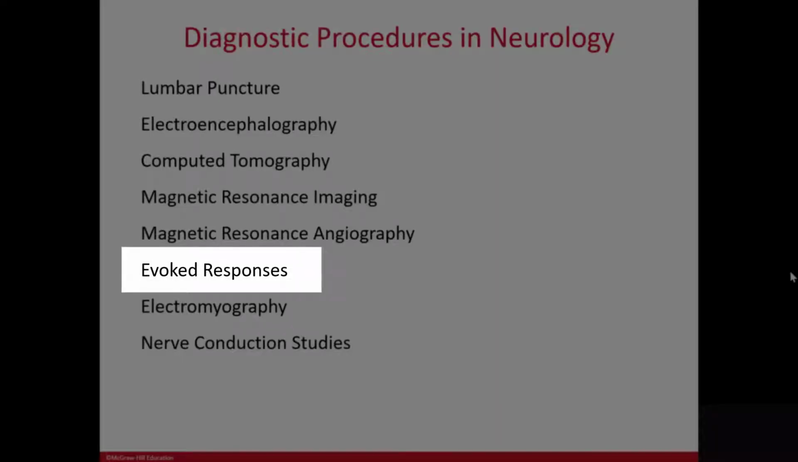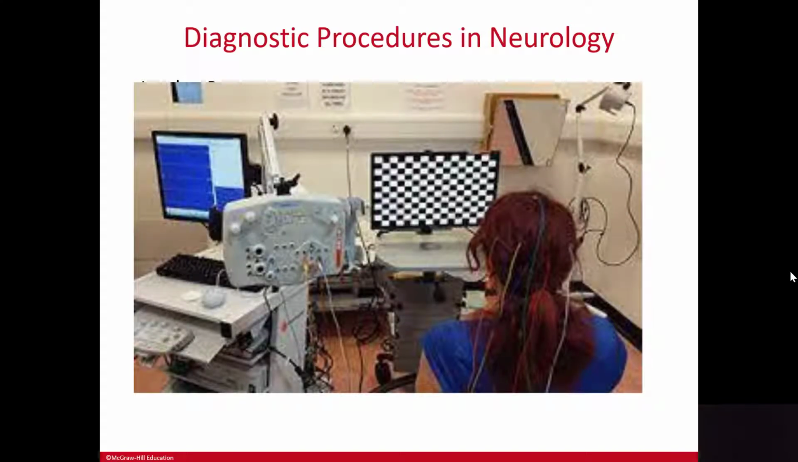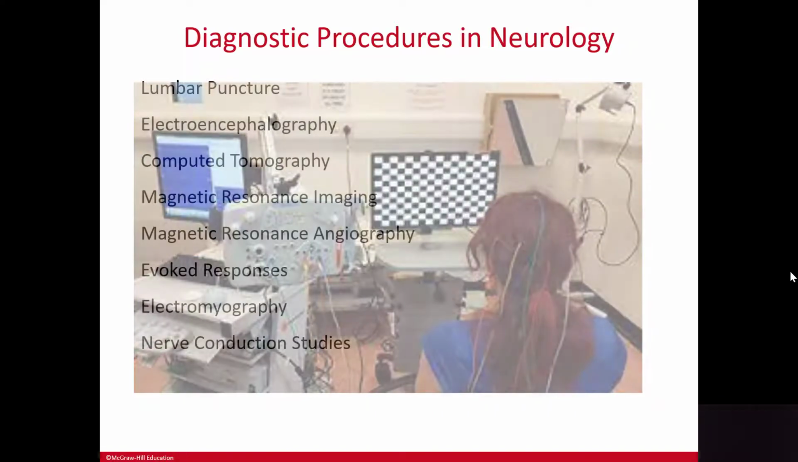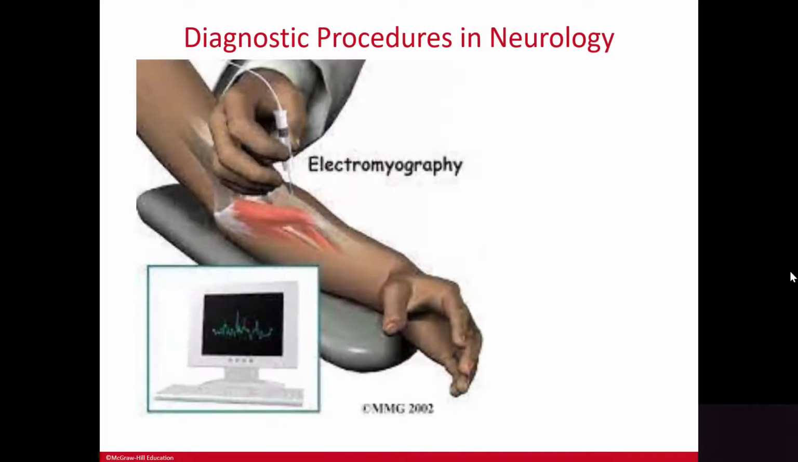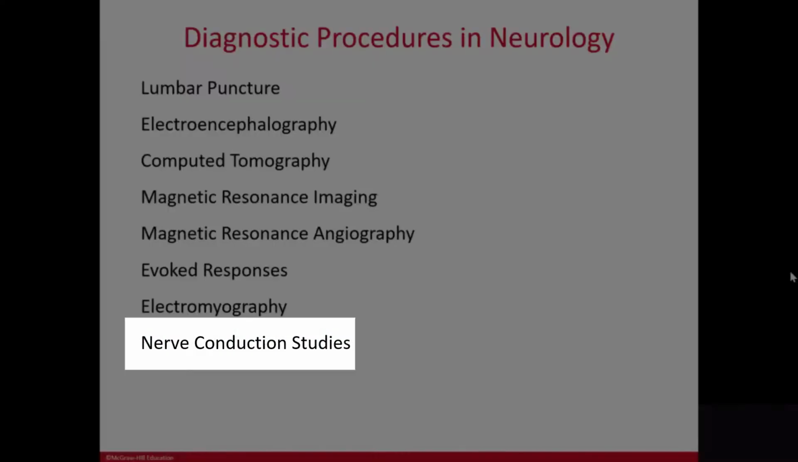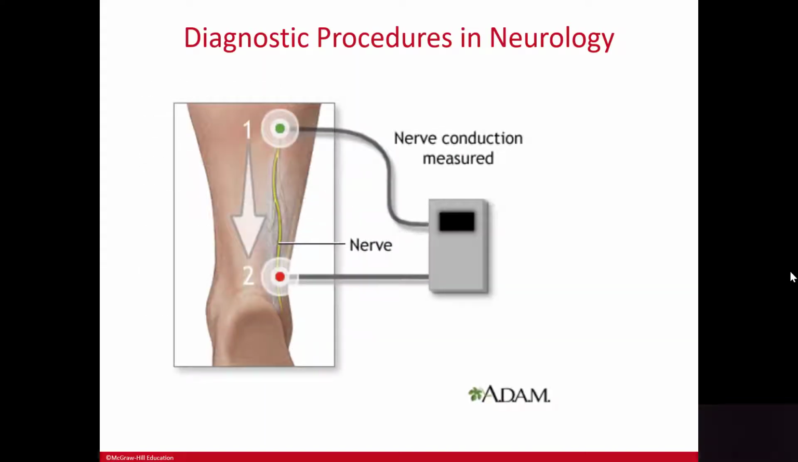In evoked responses, sensory stimuli like pictures or sounds or objects to touch are used to activate specific areas of the brain, and then the responses are evaluated. Electromyography provides information regarding disorders of muscles, peripheral nerves, and the neuromuscular junction by placing small needles into a muscle and recording its electrical activity. Nerve conduction studies measure the speed at which nerves conduct impulses to and from the brain.